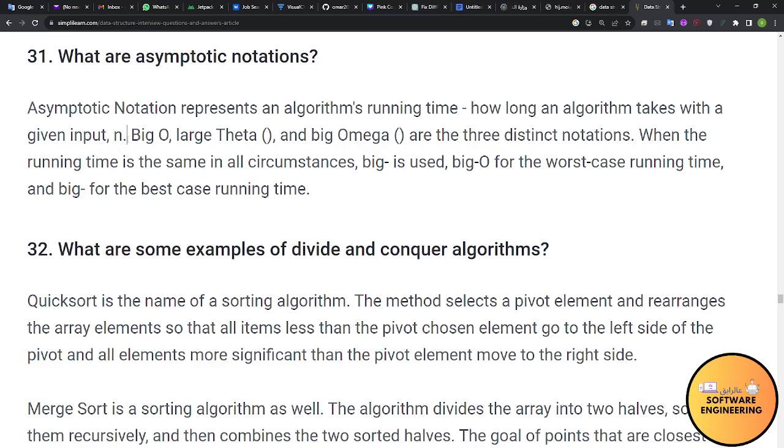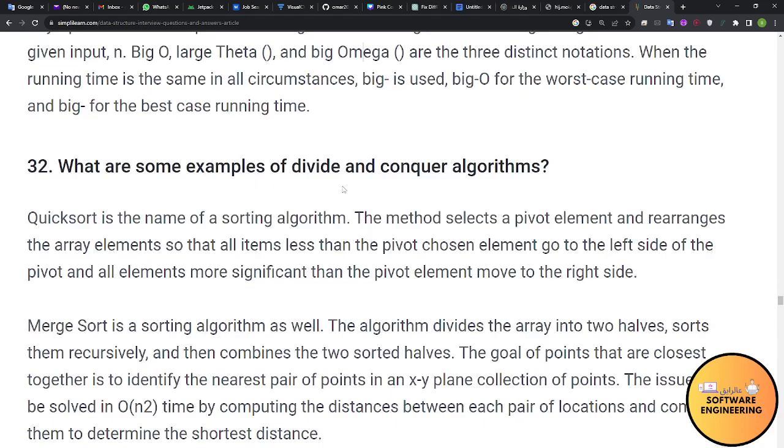حلو. Big O, big theta and big omega are the three distinct notations. انواع النوتيشنز عندي big O وbig theta وbig omega. When the running time is the same in all circumstances، يعني لو الوقت ثابت في كل الظروف، يعني في احسن ظرف وفي اسوأ ظرف او في ظرف average time، يعني وقت متوسط، big theta is used. حلو. For the worst case أسوأ حالة بتبقى big O notation running time and big omega for the best case running time.